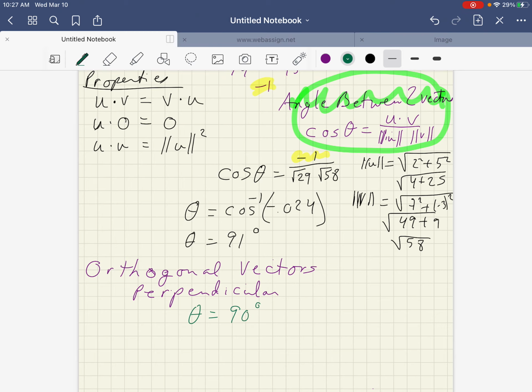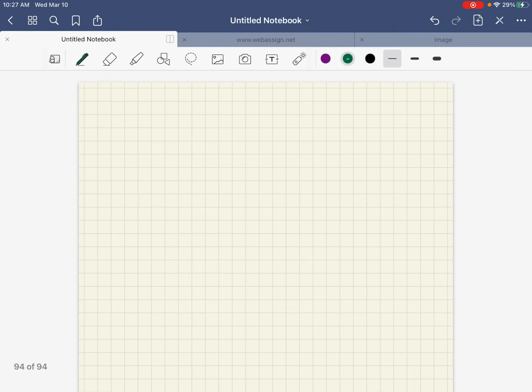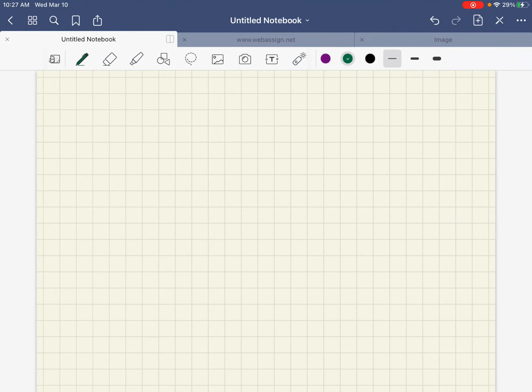Now, if something is perpendicular, then what do we know about their angle? Well, I know that their angle is 90 degrees, and cosine of 90 is 0. And so therefore, if two vectors are perpendicular, then their cosine value would equal 0. So therefore, their dot product must equal 0. So if two vectors are perpendicular, then their dot product will be 0. So if we know that their dot product is equal to 0, then we can get orthogonal vectors. And so that's an important little piece that we'll want to use in the future.